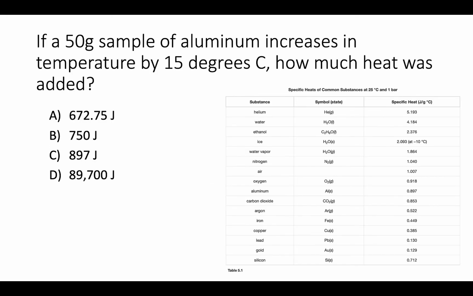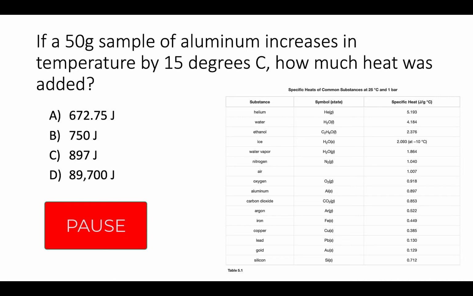Okay, let's jump into some practice here. Let's say a 50 gram sample of aluminum increases by 15 degrees Celsius. Well, how much heat did it absorb, right? If it increased temperature, it must have absorbed heat. So how much heat was that? Think of the equation we just set up for the specific heat capacity, right? Q equals mc delta T. Go ahead and pause the video and let's see what you come up with.